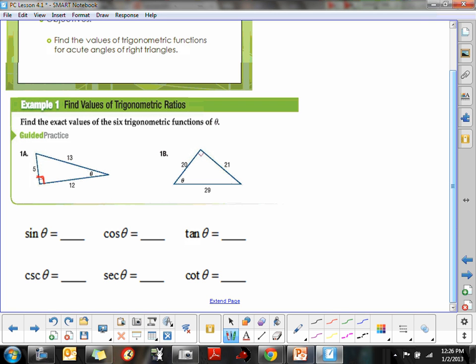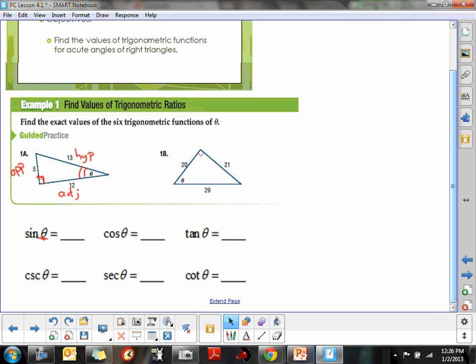So first thing you do is identify the angle that I'm working with. Here's our theta. Theta is the angle that's in question. So if we look through the eyes of theta, this 5 is the side that is opposite the angle. The 12 is the side that is adjacent to the angle. And 13, of course, is the side opposite from the right angle, so that's your hypotenuse.